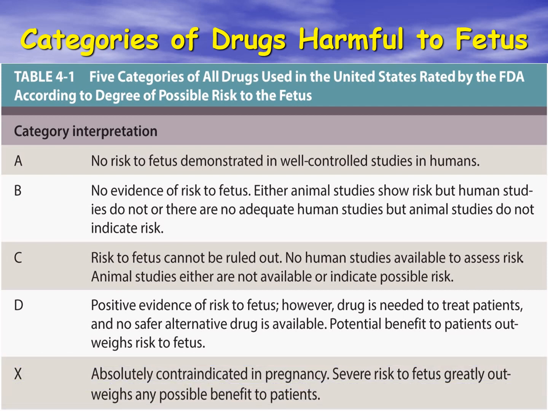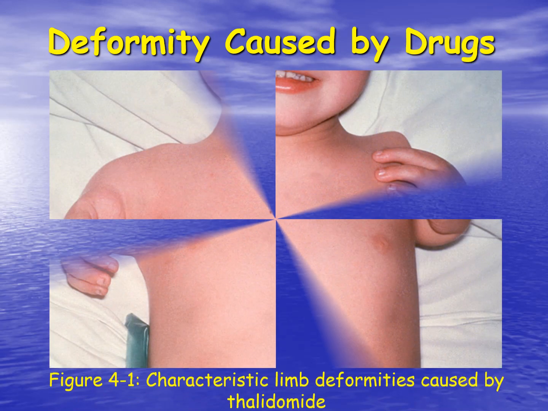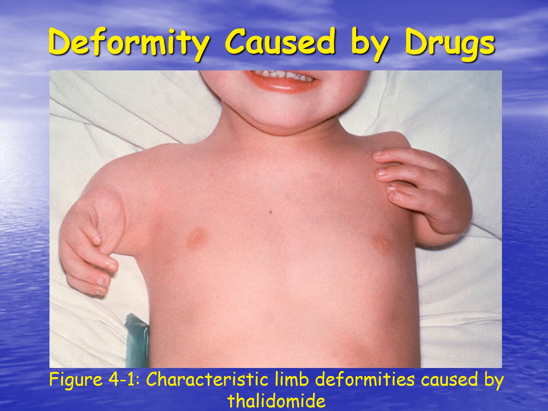And then Category X drugs, these are absolutely contraindicated during pregnancy. Severe risk to the fetus greatly outweighs any possible benefit to the mother. And there was a drug that was used, especially in Great Britain during the 70s, called thalidomide. And this was a great antiemetic drug. It actually helped tremendously with especially the first trimester morning sickness. The problem was that we began to see a number of births with deformed limbs or missing limbs. And so we now understand that thalidomide is actually an X-class drug.